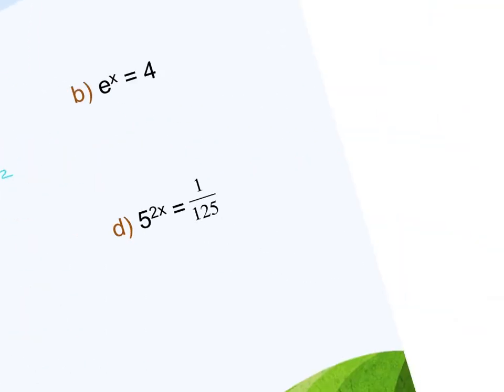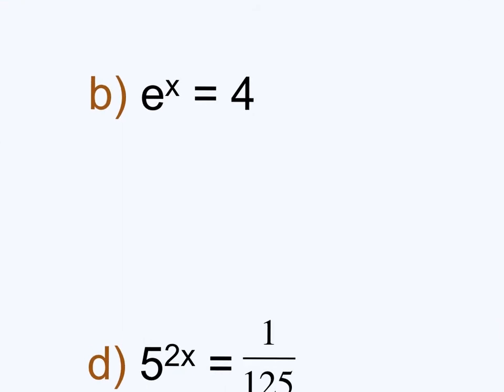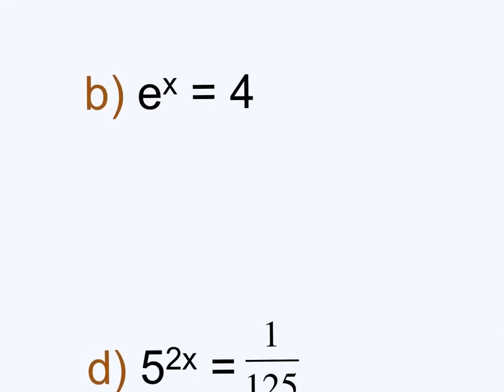Okay, B. Now there's an e involved here, okay? So the only way to get rid of an e is to take the ln of that e. So we're going to ln both sides of the equation. So I'm going to find ln of e to the x and ln of 4. What happens when you take ln of e to the x power? It becomes the exponent. In this case, the exponent is x, right? So these cancel, and I keep the exponent. I get x equals ln of 4.